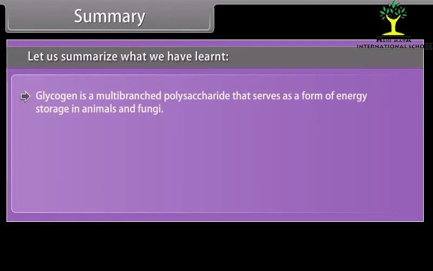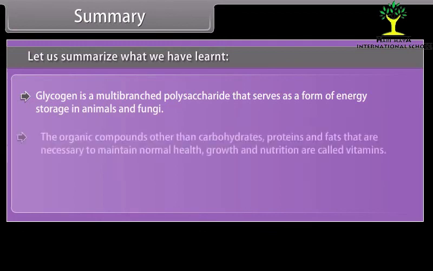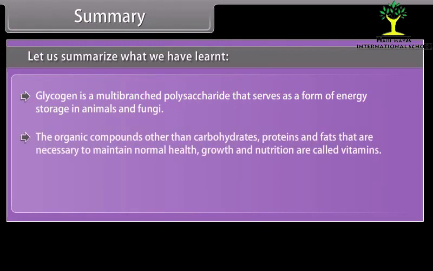Glycogen is a multi-branched polysaccharide that serves as a form of energy storage in animals and fungi. The organic compounds, other than carbohydrates, proteins, and fats, that are necessary to maintain normal health, growth, and nutrition are called vitamins.